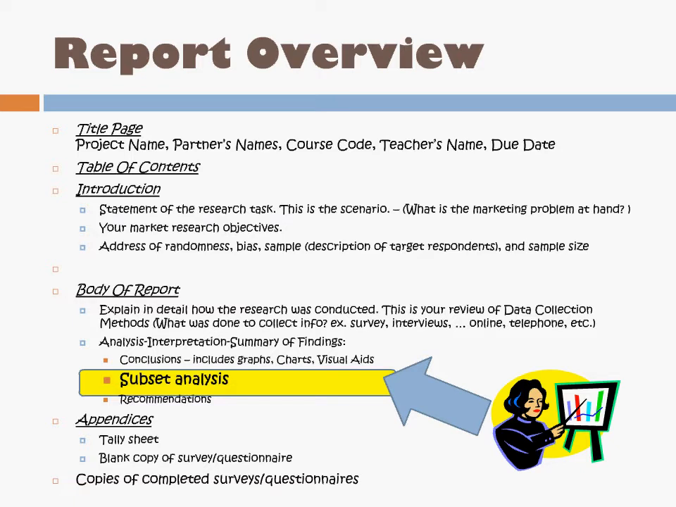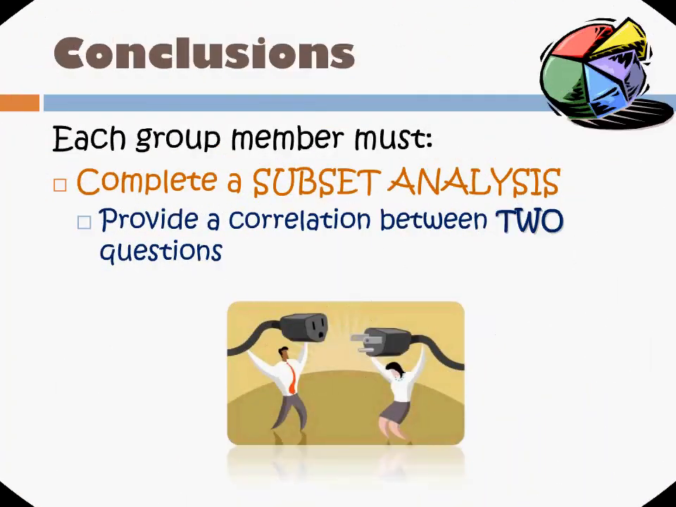Well, we've conducted our title page, table of contents, introduction, body of the report. We've done our conclusions, and then after our 15 conclusions, 5 from each member of the group, each of you will then conduct a subset analysis and provide a little bit more information on one of the questions. So to reiterate, every group member, each of you has to complete a subset analysis.